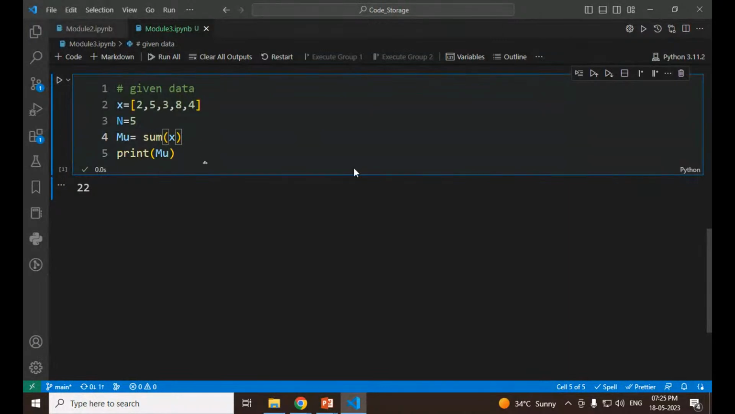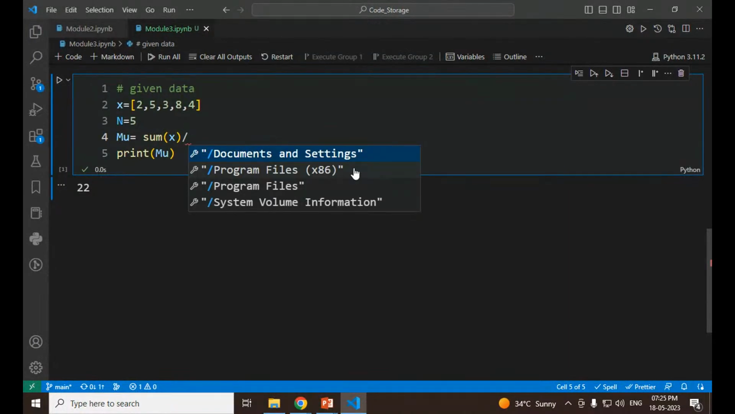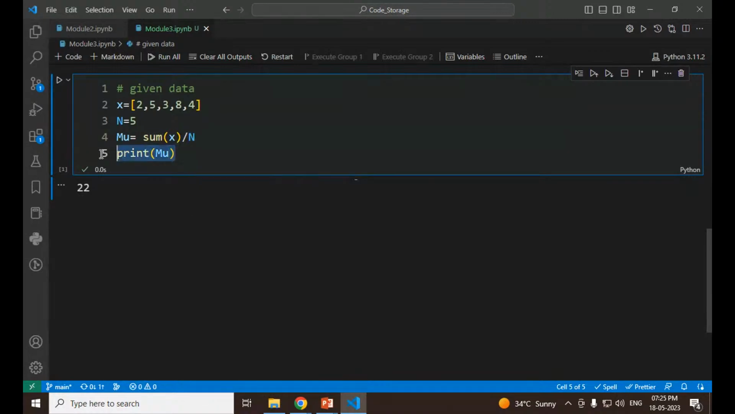Next. Sum of x by capital N. Capital N is there. Okay. Next. That is the average. I'm getting my average as 4.4. I'll just remember that. I'm getting 4.4 as this value. I'll remove this. That's my P given here.